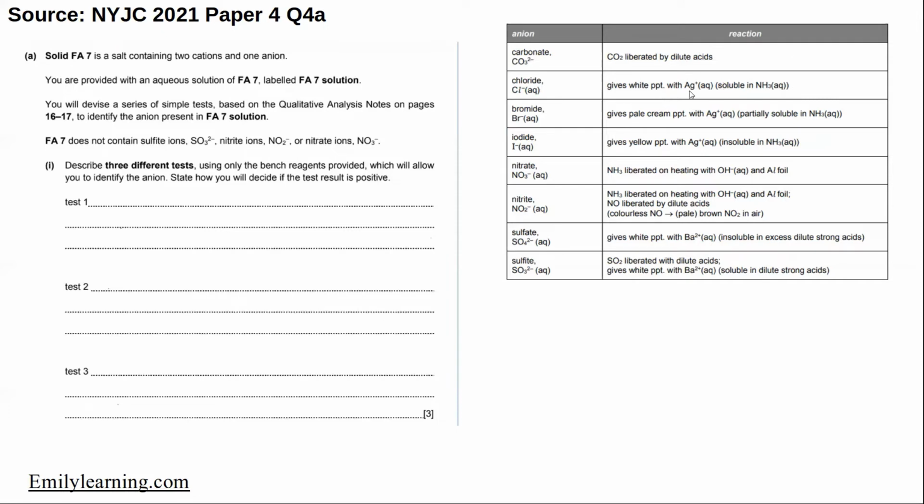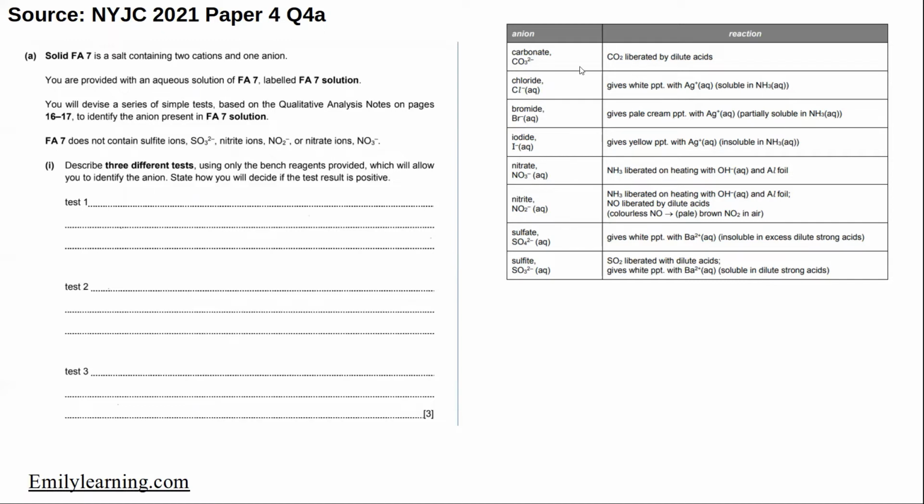Usually, before we add silver nitrate, we'll first add an acid. Then we will add NH3. You notice for chloride, bromide, and iodide, the test is very similar. It's basically adding Ag+ to test for precipitate, and then adding aqueous ammonia to see whether the precipitate is soluble, insoluble, or partially soluble.